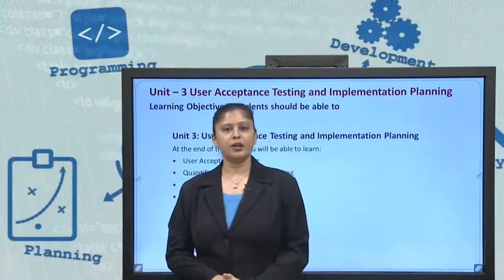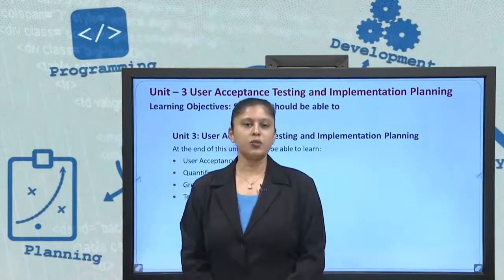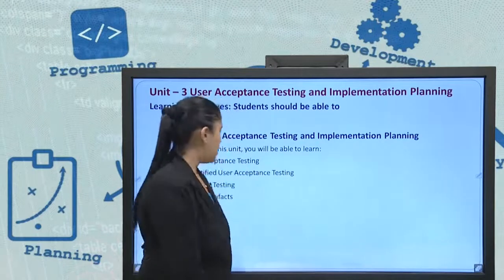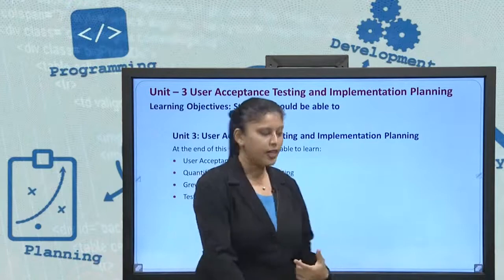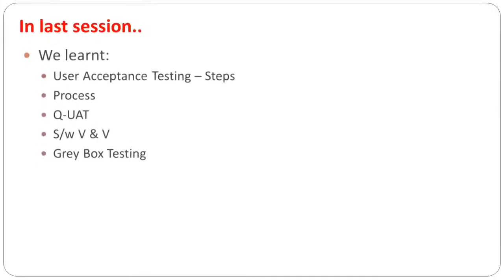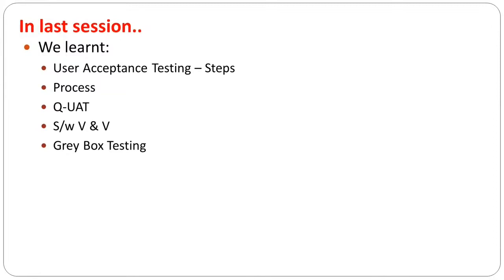Welcome once again. We are here for software engineering video lectures for BSCIT-303, right? And we were looking at block 2 unit 3, where we have already done in the previous session user acceptance testing, the steps of UAT, right? We have already seen what is the process that we undergo for UAT. Then we have seen quantified user acceptance testing. We have already seen what is verification and validation for my software, and lastly we saw grey box testing, which is a mixture of my black box and white box testing, which is the translucent one.